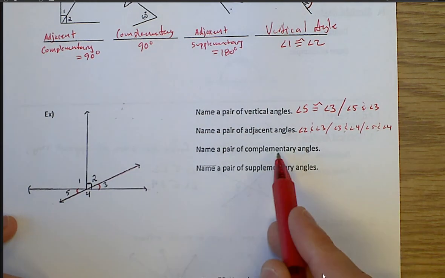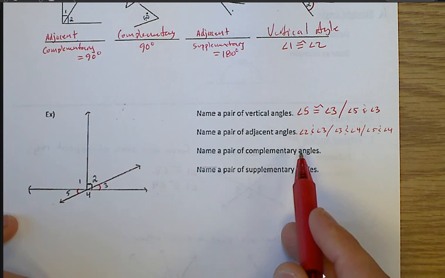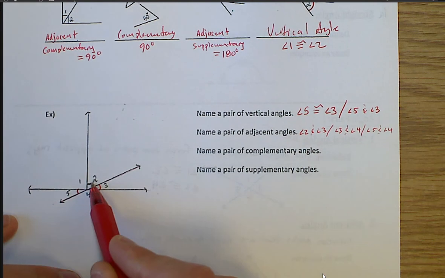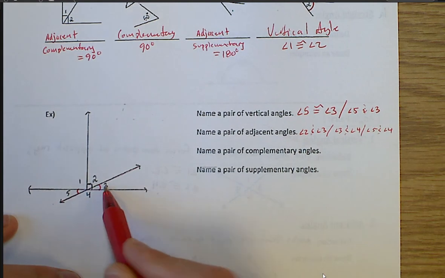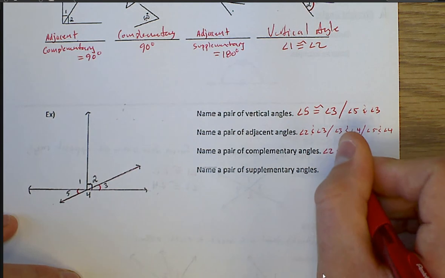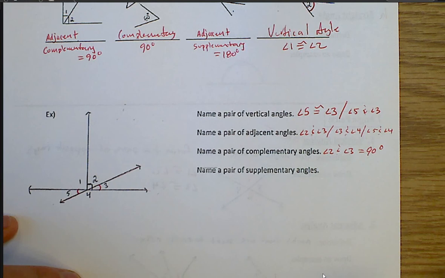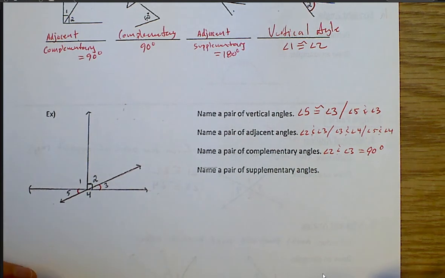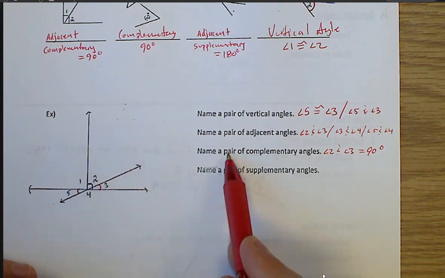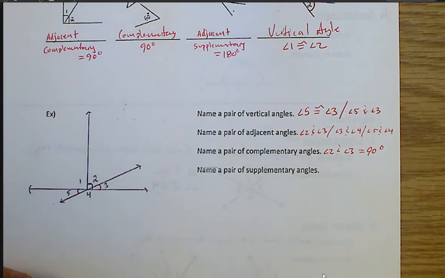Complementary, that means equal to 90. So when I look at this, I see my 90-degree box right there. So angles 2 and 3, I know, have to be equal to 90. All right? And that's about it on that. I know people will say angle 1 is 90, which is correct, but that's not a pair. That's just a singular angle there, so we have to be careful with that.